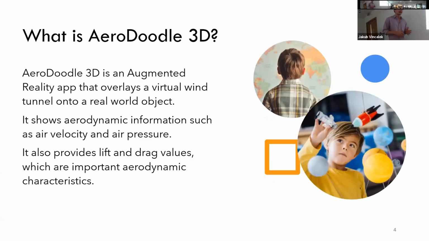So what is AeroDoodle 3D? It's an augmented reality app that overlays a virtual wind tunnel onto a real world object. It shows aerodynamic information, such as air velocity and air pressure. And then it also provides two key aerodynamic values, lift and drag. These are usually the driving forces that aerodynamicists need to improve the design.